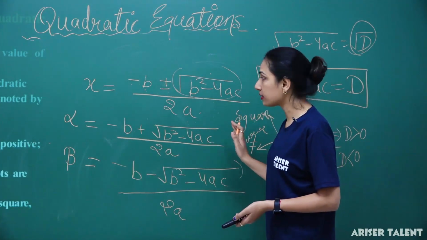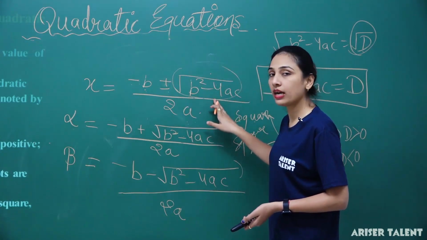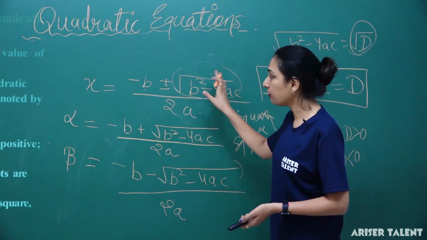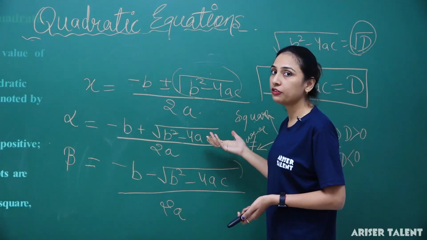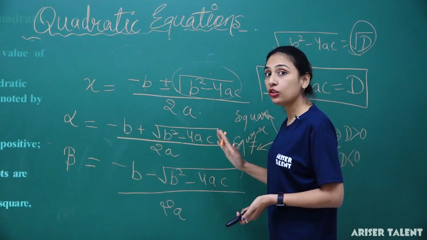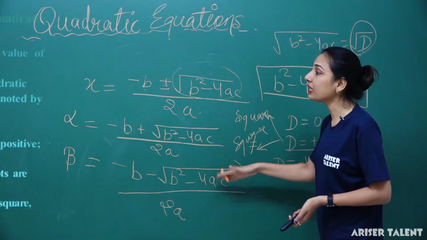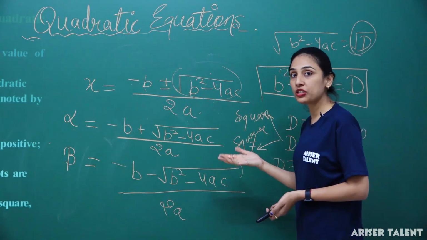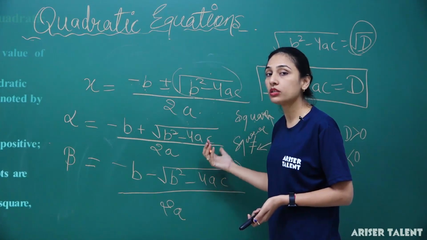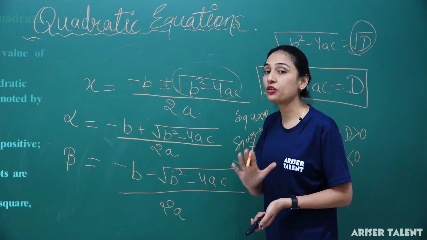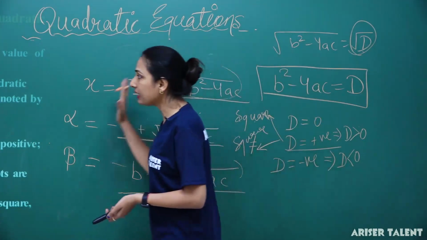Is it clear to you guys? If it's a complete square, then the value will be simply rational. If it's not, it will be irrational. But if the value of D is negative, then the roots will be imaginary. So it all depends on the value of D, that means b square minus 4ac. Okay, it completes the game here.